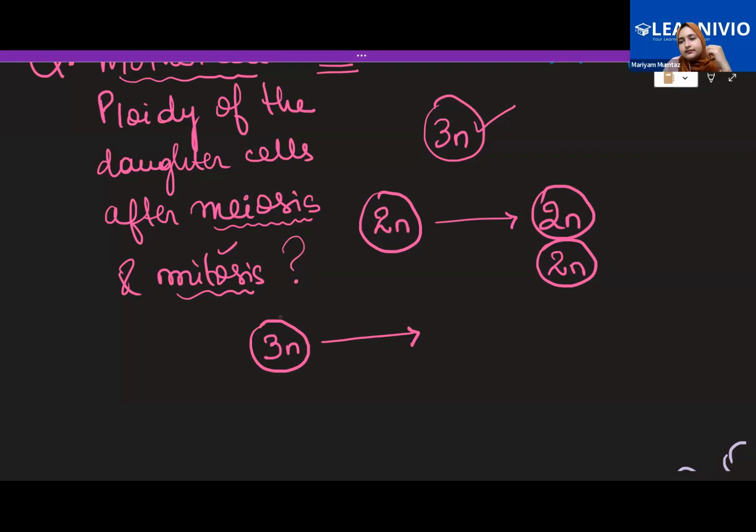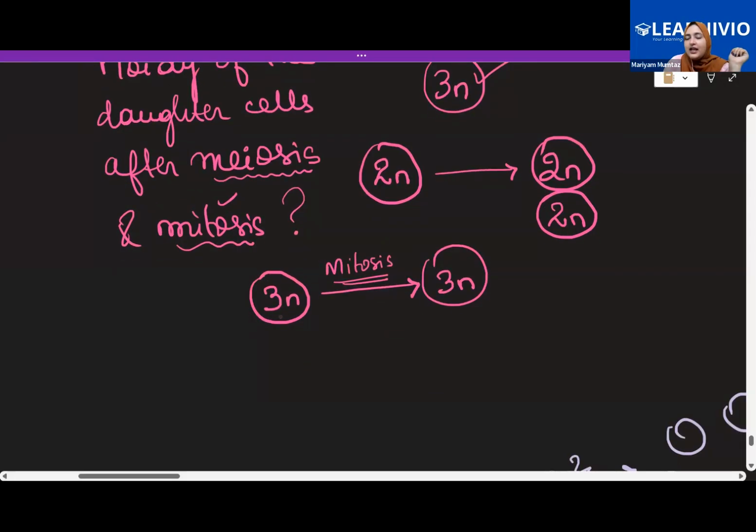Ma'am, n. No, dear, no. After mitosis. What is mitosis? It is equational division. So, equational division, 3n. 3n only. Right? Exact same. Now, the next question is for Tanisha. Tanisha, you tell me, if the mother cell is 3n, what will be the daughter cell after meiosis?